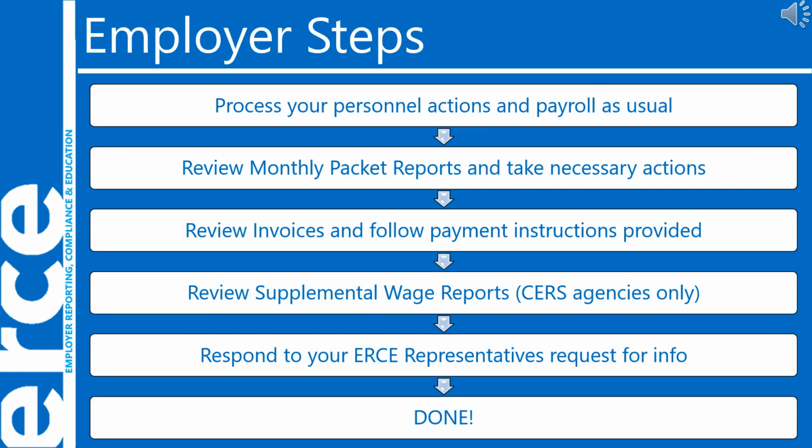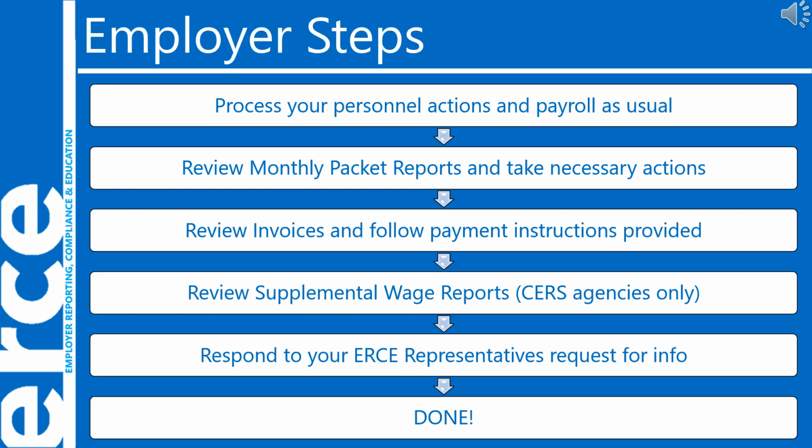In total, there are 4 to 5 steps the reporting official should follow every month to properly complete the monthly reporting process. The first is to process your payroll and personnel actions as usual in your system throughout the month. Then, when KPPA creates the CRIS file template for personnel, we also send the reporting official of each agency an email alerting them that the monthly packet reports and invoices are available.